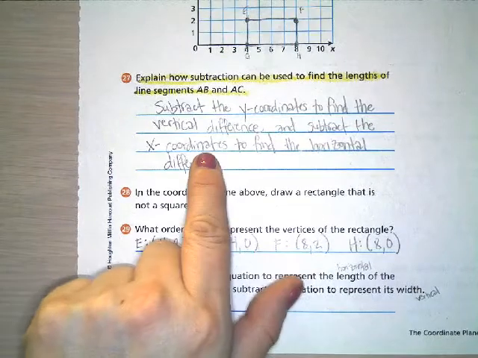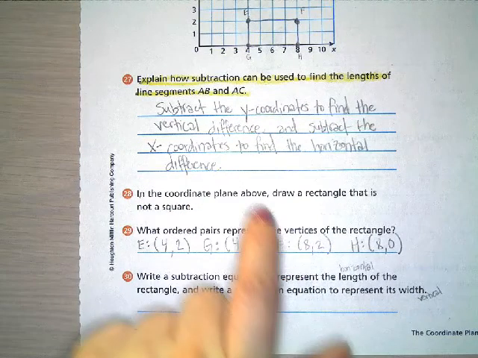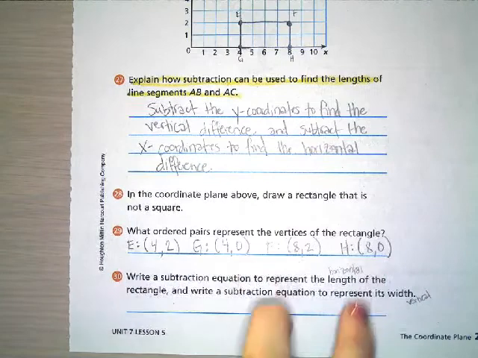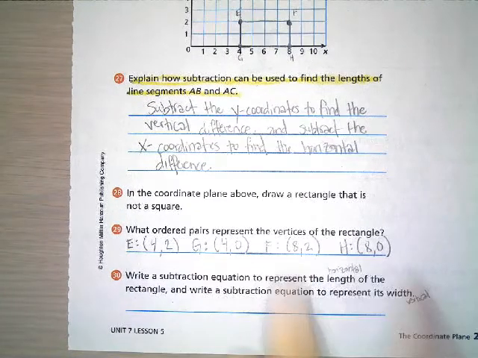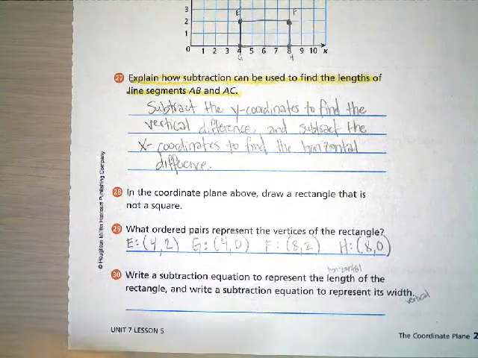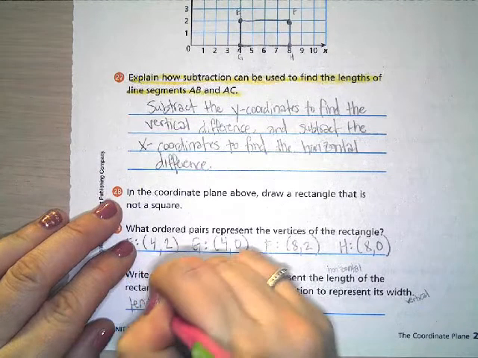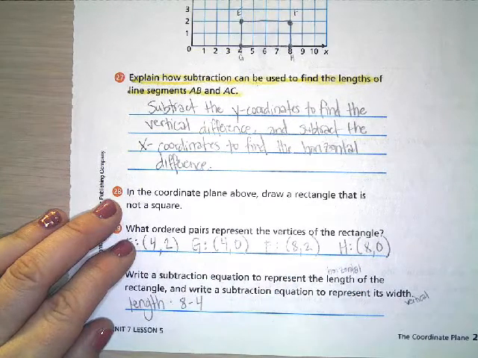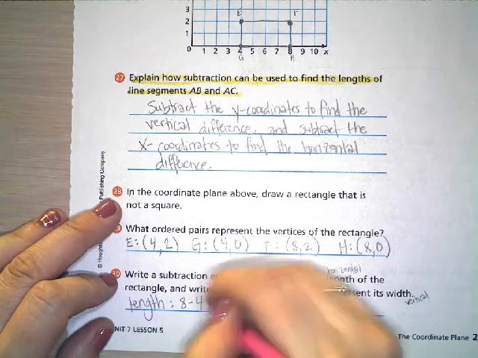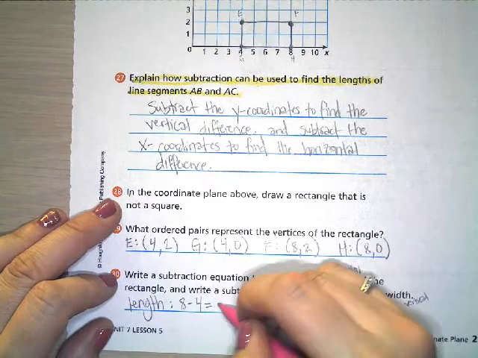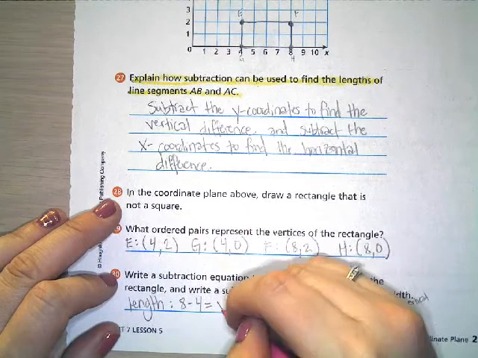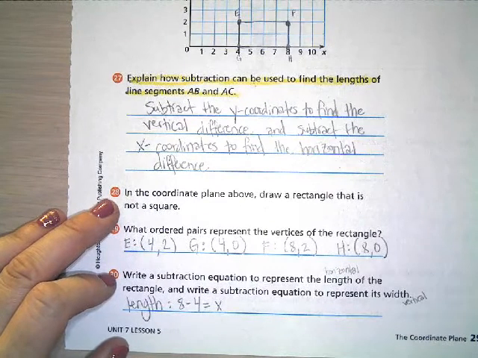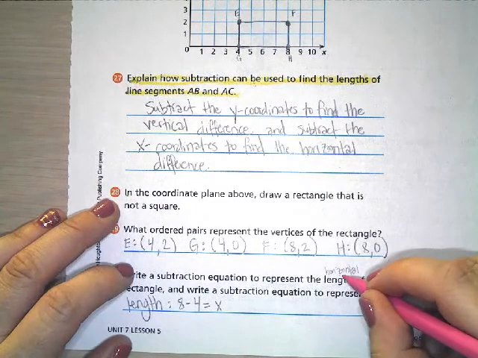Well, to find the horizontal difference, you subtract the x coordinates. Okay. The x coordinates were 4s, and what was the other x coordinate? 8s. Oh. So the length would be 8 minus 4, because it wants a subtraction and it wants an equation. So I'm just going to write this as, when it's horizontal, x. 8 minus 4 gave me how long it was.